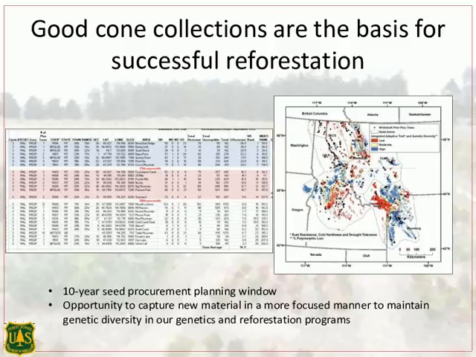So we can use maps like this to better inform decisions of where we can bring new material into the program. We have 10-year seed procurement plans in the Forest Service, and to manage the genetic diversity, we should be looking not only at cone collection areas that spatially vary across the landscape, but also temporally vary across the landscape. So in our next 10-year planning window, perhaps we can bring in material from some of these other areas so that we're maintaining genetic diversity over time.